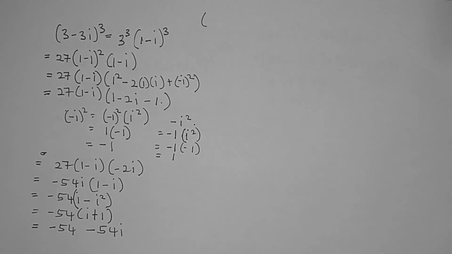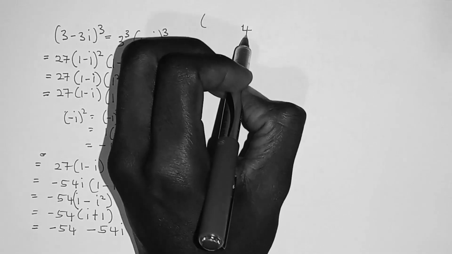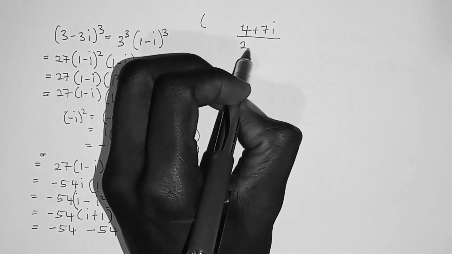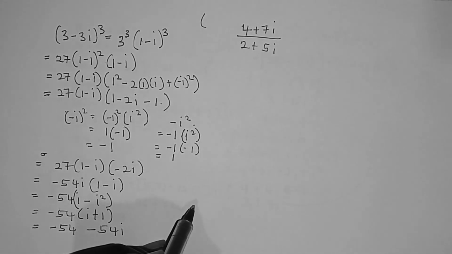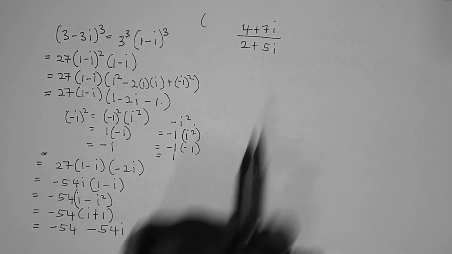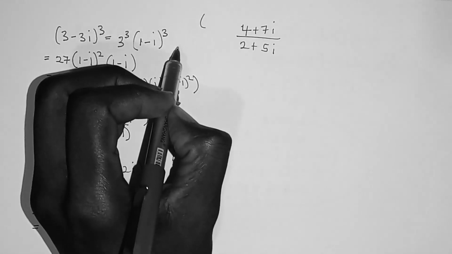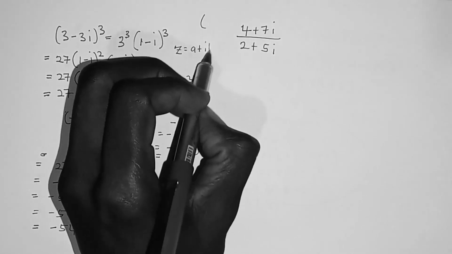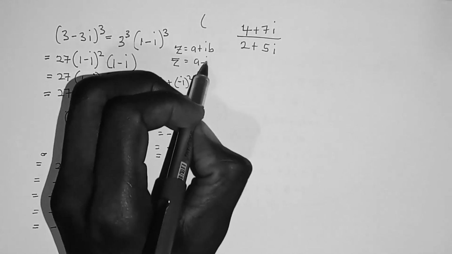Now let's talk about division of complex numbers. Let's assume we have this complex number, which is 4 plus 7i divided by 2 plus 5i. How do you simplify this complex number? The way to do it is by finding the conjugate. Remember, we said that if we have a complex number z equals a plus ib, then the conjugate of z is equal to a minus ib.